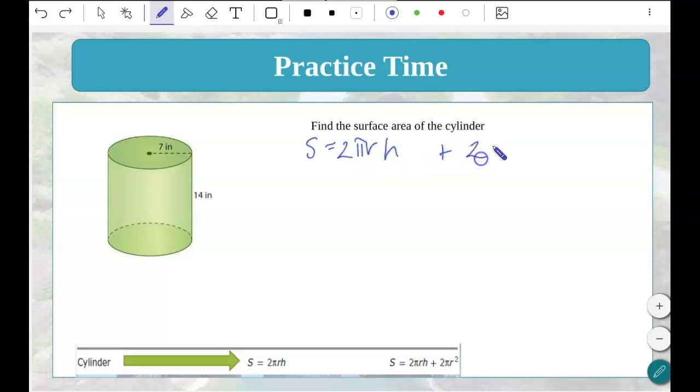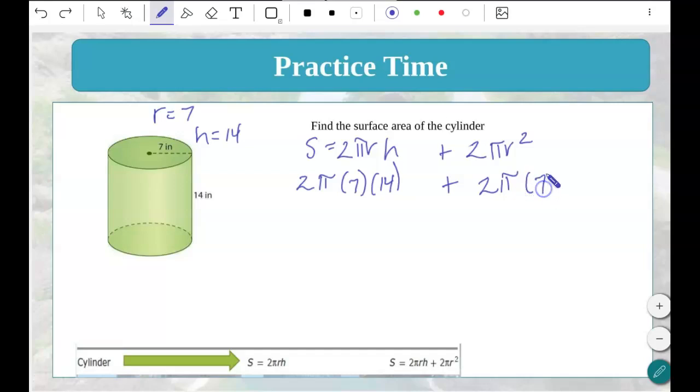All right, so here's our formula. Our radius is 7, height is 14. So let's go ahead and do that. Plug in the numbers: 2 pi, the radius is 7, the height is 14. And then 2 pi, and then 7 squared.